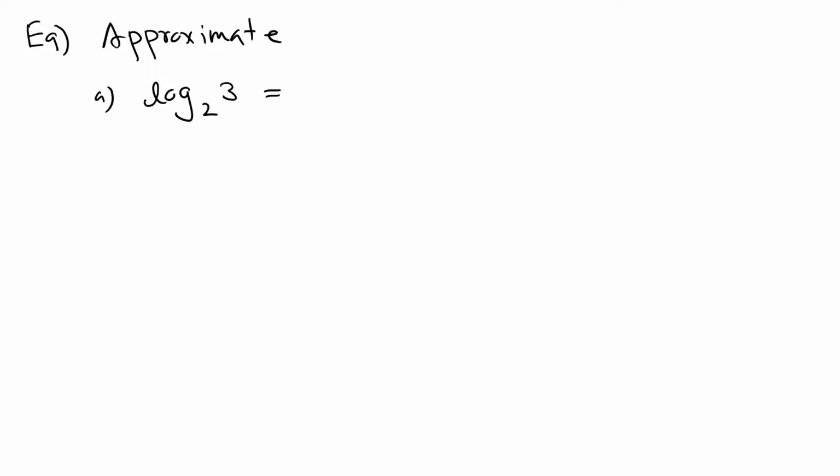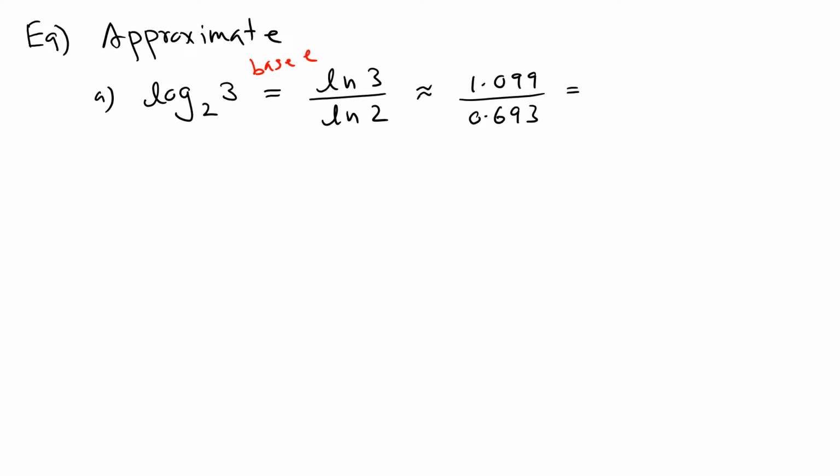So we have these problems. Let's look at approximate log base 2 of 3. If you get something like that, you can use the base change formula. I'm going to use base e, but you can use any base. If you use base e, you can write this as ln 3 over ln 2. That's what the formula says. So if you use a calculator, you get 1.099, and ln 2 is 0.693, and if you divide these two, you end up getting 1.586.